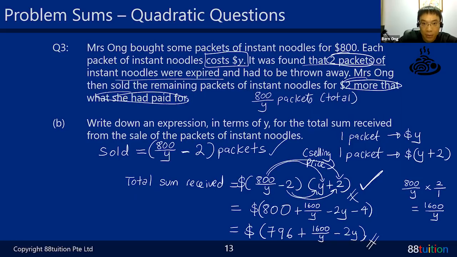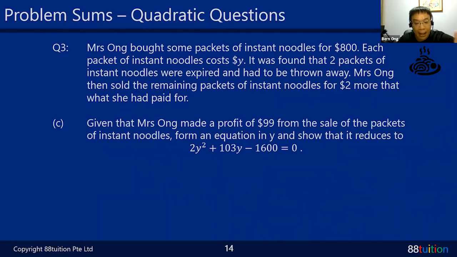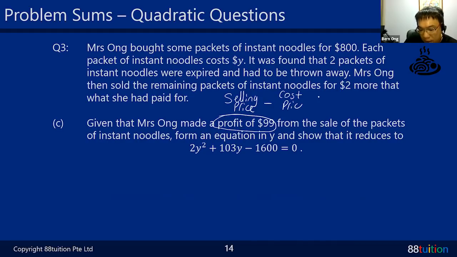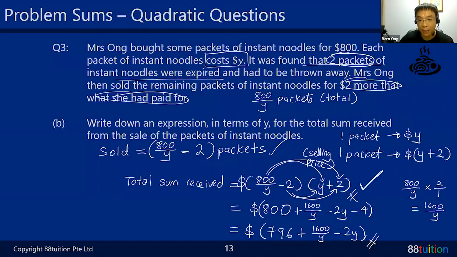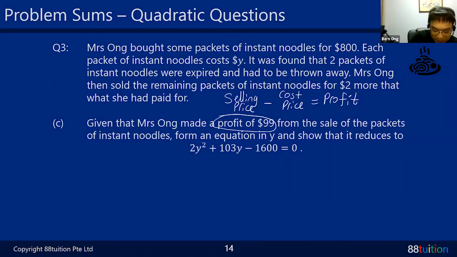So I will be using this for my next question here. Given that Mrs. Ong makes a profit. What is the meaning of profit? Profit simply means the selling price minus away the cost price, and you receive extra money, that's called profit. And this is the selling price.